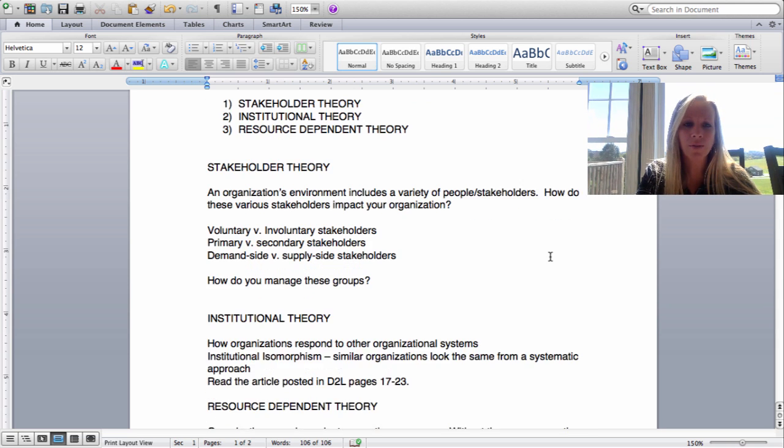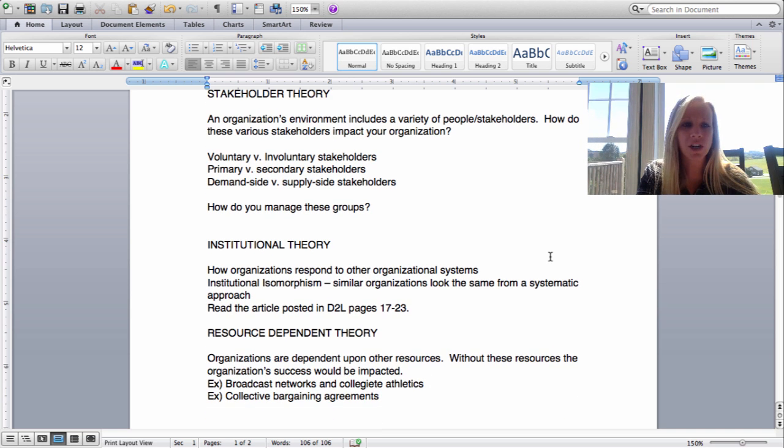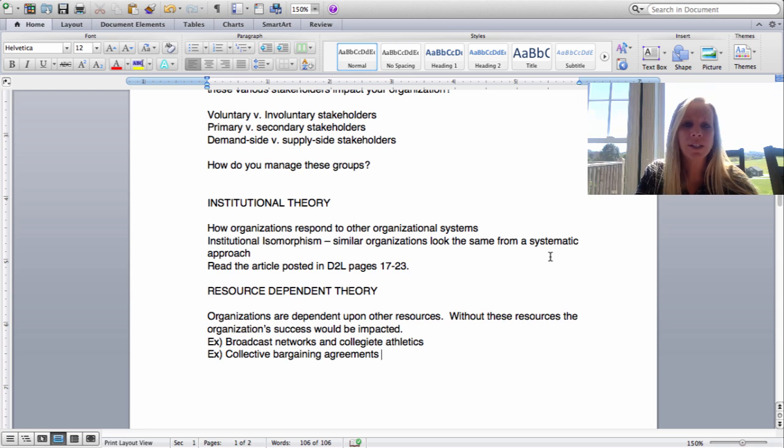And again, there's a variety of different levels of stakeholders and their impact on the organization. So you have your voluntary stakeholders versus your involuntary stakeholders. A great example, and I think your book uses this illustration, is a professional sport moving to a new city. Whether they like it or not, the athletes, the coaches, the organization as a whole is moving. Well, they're voluntarily involved with that franchise. So they are voluntary stakeholders.